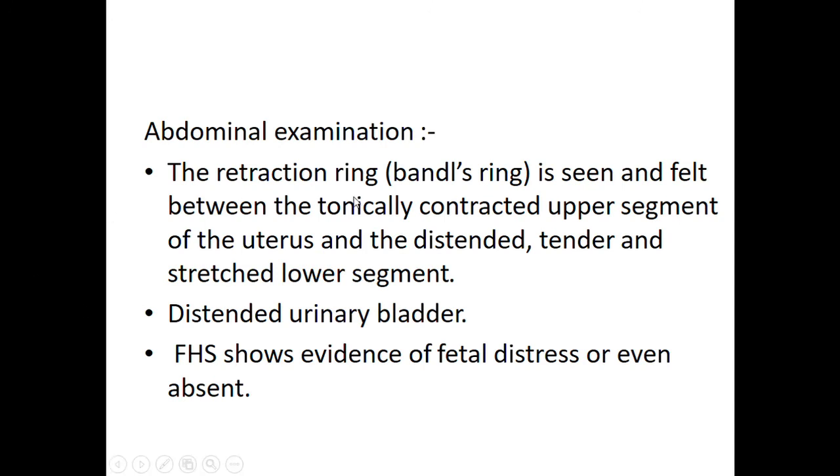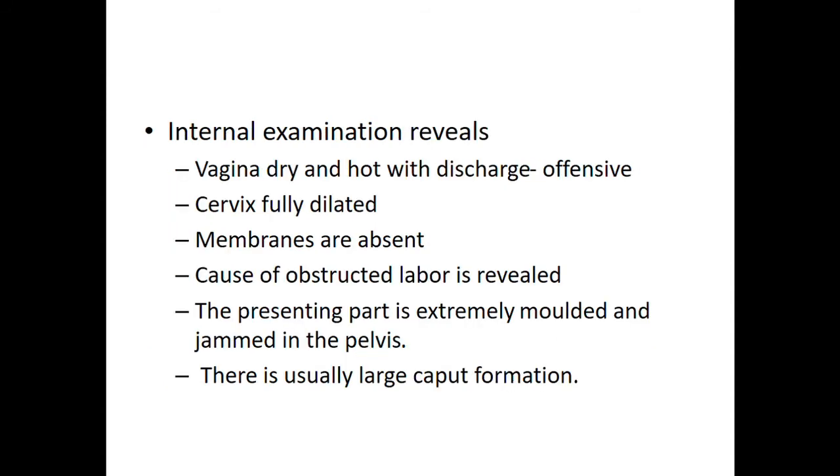Abdominal examination reveals a retraction ring, or the Bandl's ring, felt between the tonically contracted upper segment of the uterus and the distended, tender, stretched lower uterine segment, somewhere between the umbilicus and the symphysis pubis. Distended urinary bladder. FHS shows evidence of fetal distress, or even the FHS may be absent.